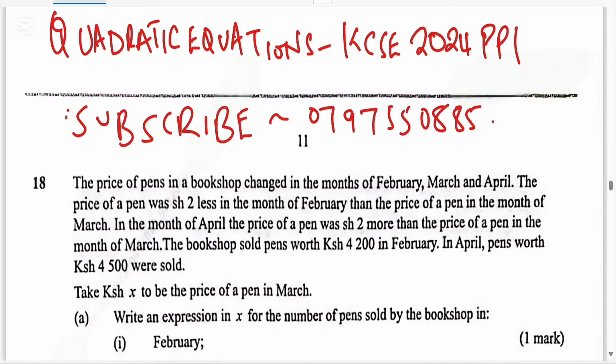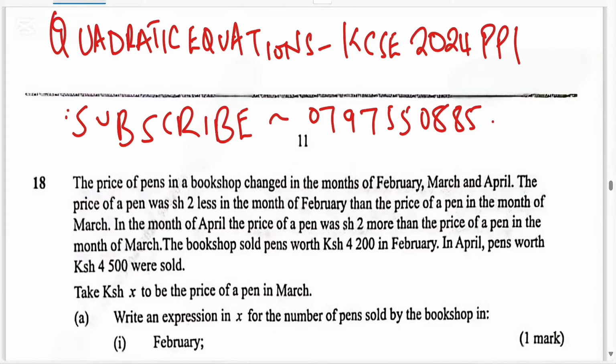Swali lasema the price of pens in a bookshop. Kumbuka hii swali yaweza tekelezwa na form 2 na form 3 na form 4. The price of pens in a bookshop changed in the months of February, March, and April. Price of a pen was 2 shillings less in the month of February than the price of a pen in the month of March. In the month of April, the price of a pen was 2 shillings more than the price of a pen in the month of March.